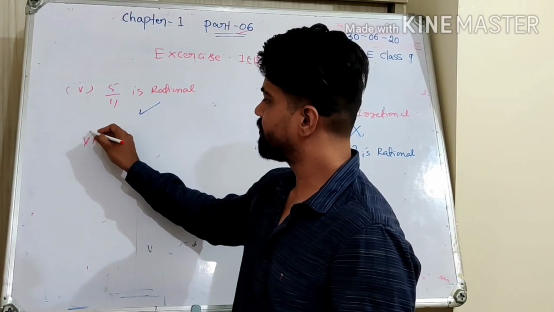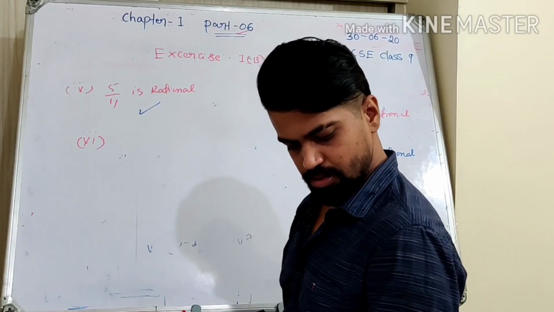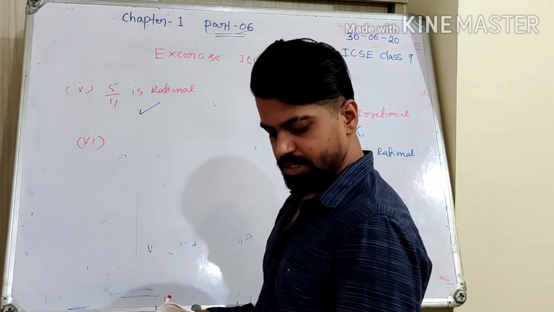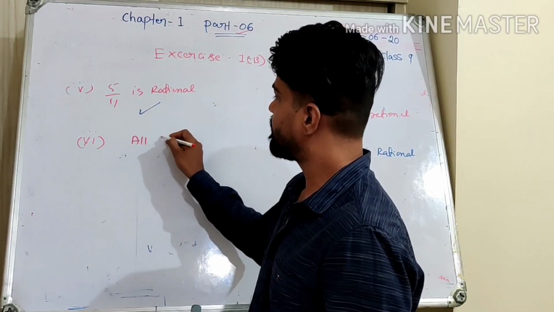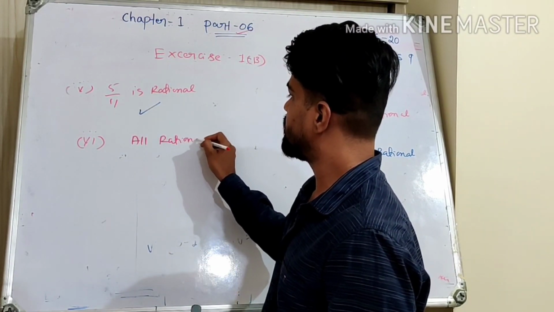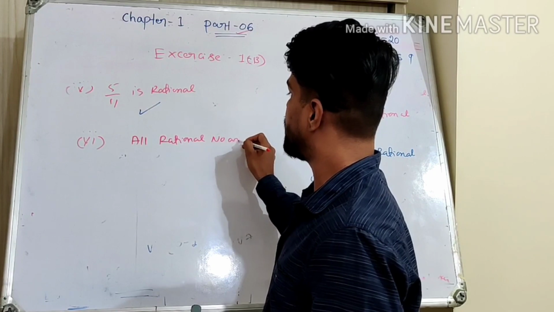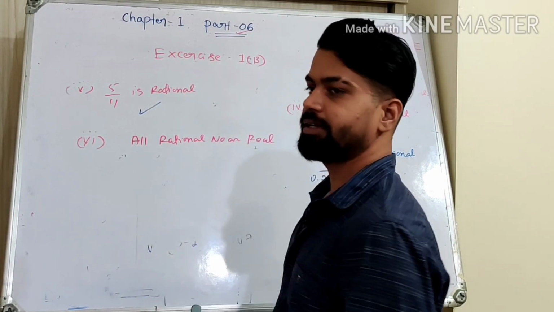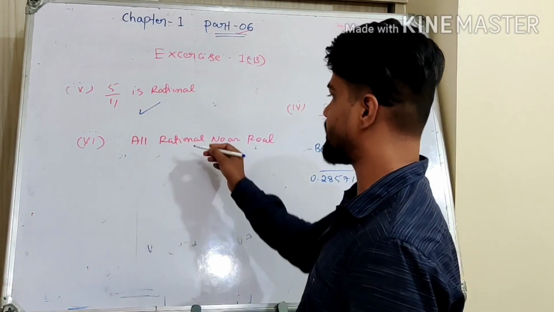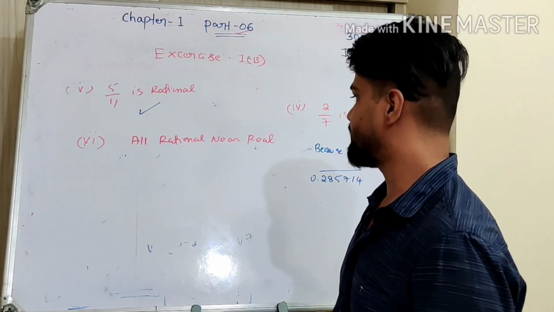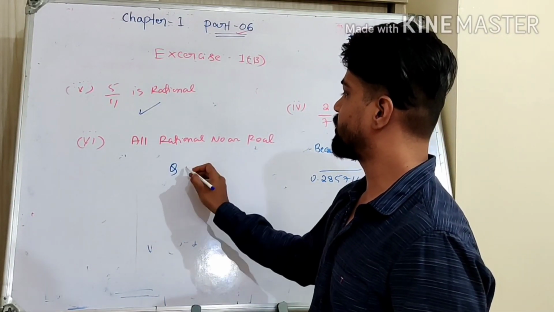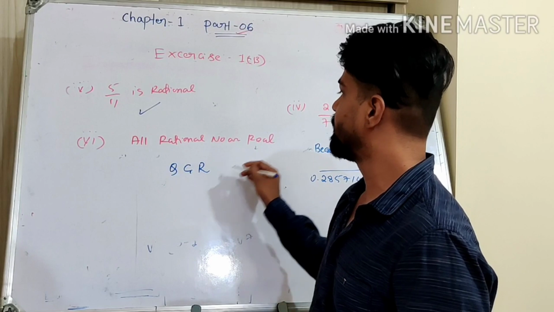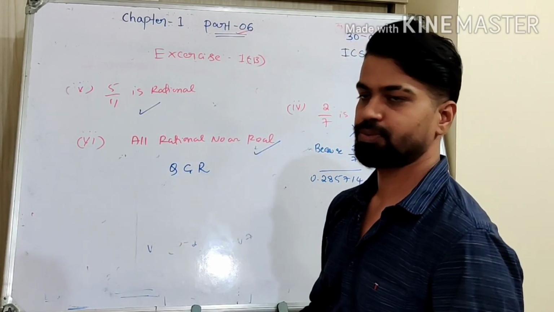Sixth one, all rational numbers are real numbers. Is it right? Yes, just now I told you, every rational number is a real number because Q is a subset of R. So that is why this statement is true.